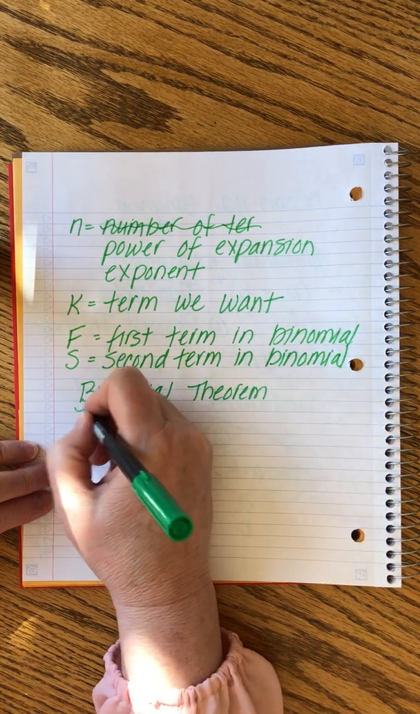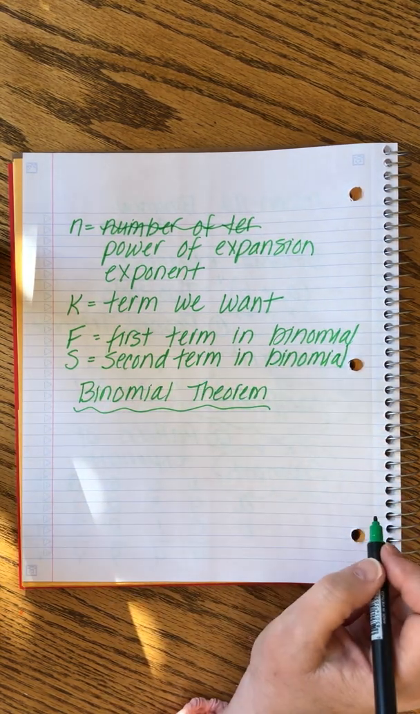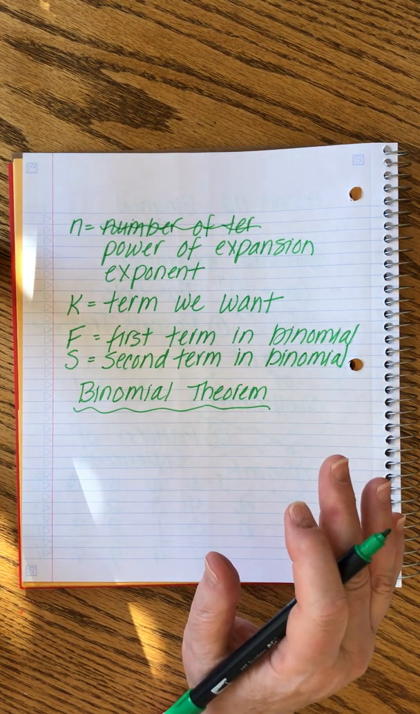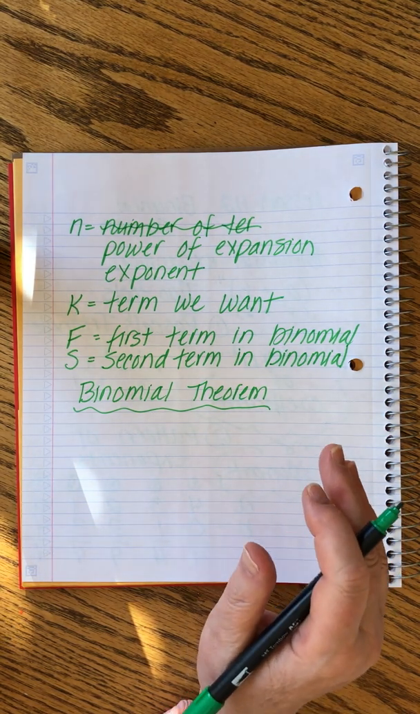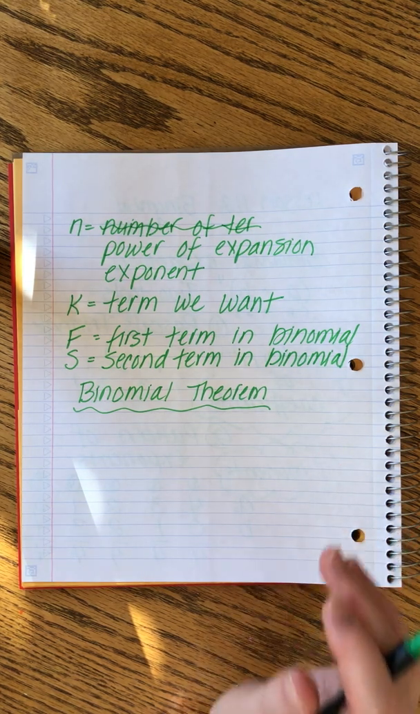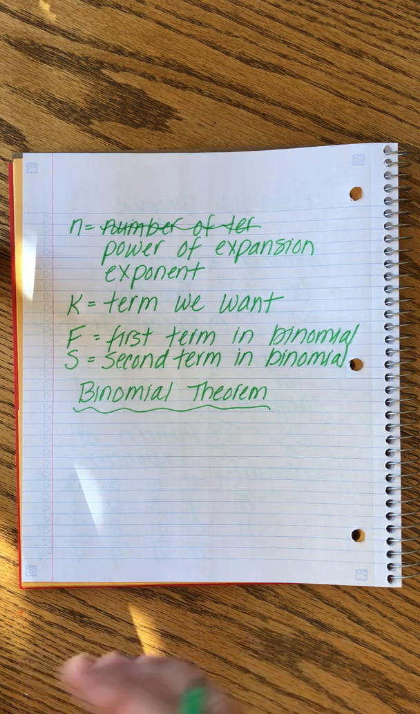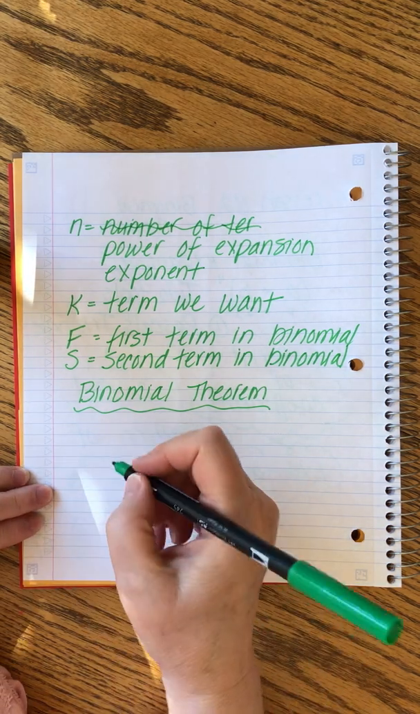And really all it does is it uses the patterns that we've already seen as we've worked through these binomial expansions using Pascal's triangles and the pattern of coefficients. So this isn't a new way of looking at these numbers. It's just a formula that gets us there faster.